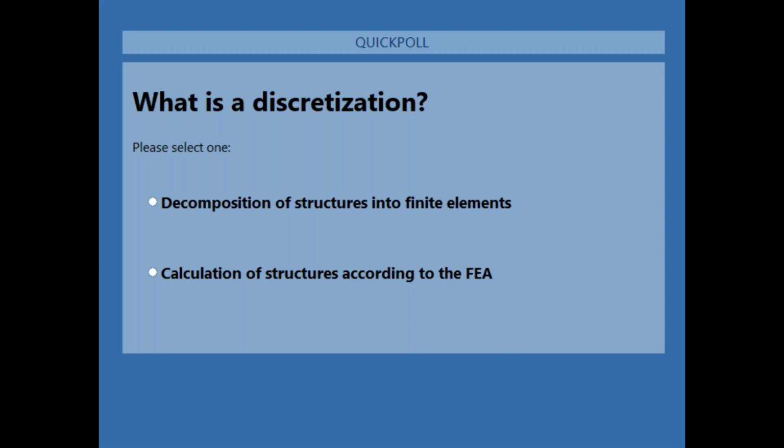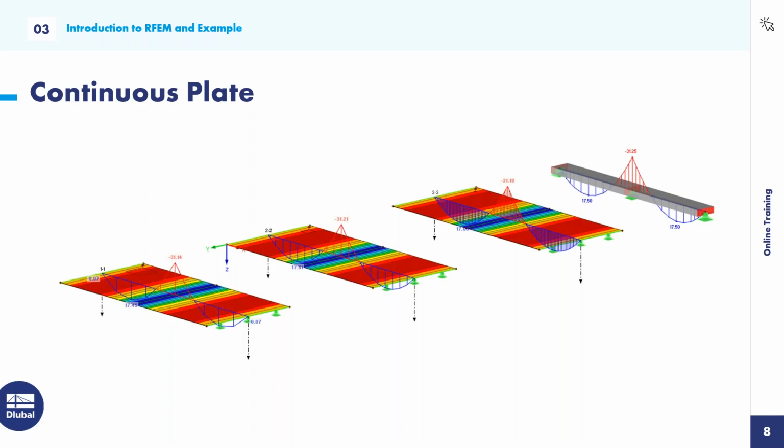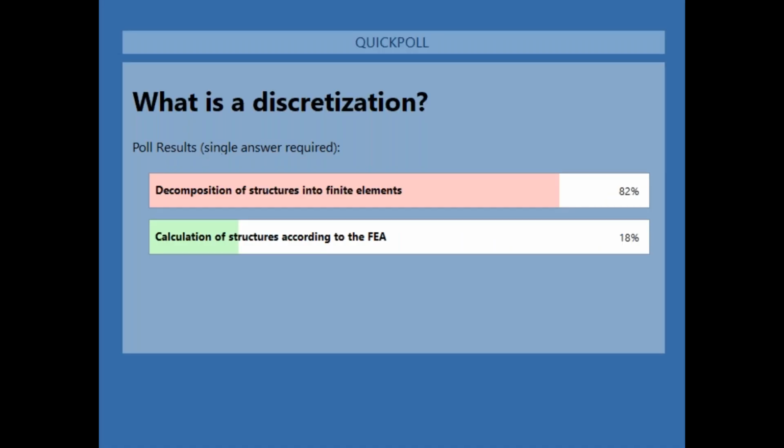Okay, so it looks like almost everyone has answered, so I'm going to close the question. And you can see the results here. It looks like 18% of you answered the second option, and 82% of you answered the first option, so most of you got it right. The actual correct answer is that the decomposition of structures into finite elements is what discretization is. So that's great. Good job.